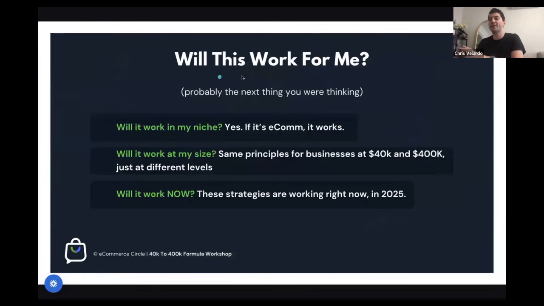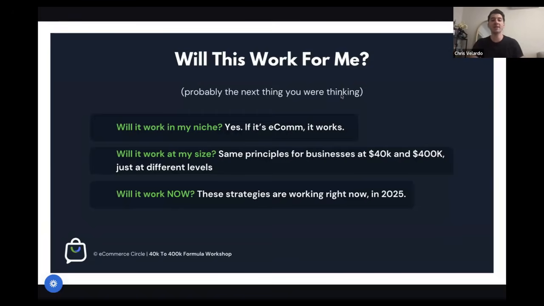When I speak to people about these sessions, there are usually a couple of apprehensions they have about whether the workshop is worth coming to. Really, the reason they ask is because they want to know if it's going to work for their niche. For example, some people have kids products. Some people have golf products. Some people have digital products.